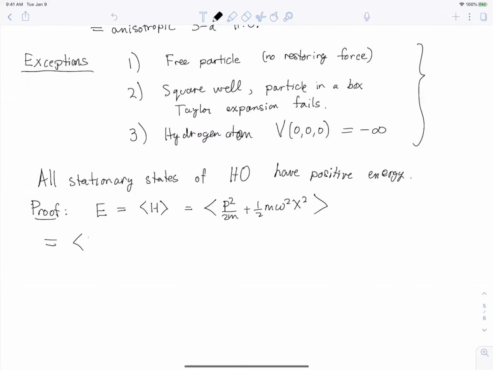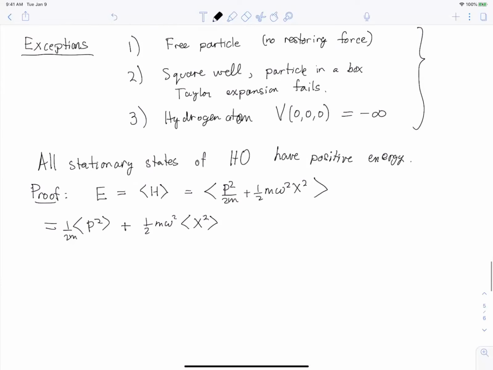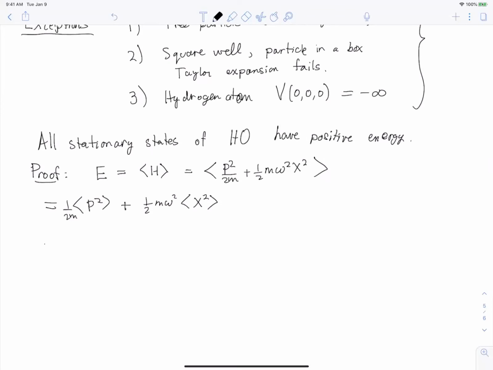There's the expectation value of p squared times 1 over 2m plus 1/2 m omega squared times the expectation value of x squared. Okay, and so heuristically, we're taking the expectation values of squares of Hermitian operators, which should be positive. In fact, let's see exactly how that works. So this is equal to 1 over 2m of the inner product of the state p psi with p psi.